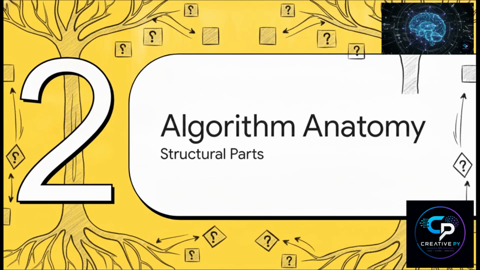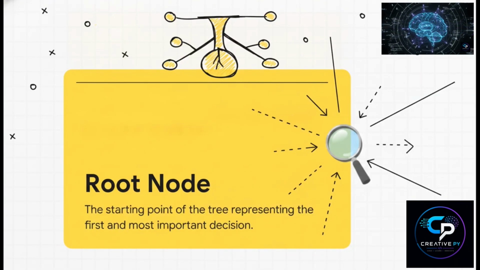Moving on to Section 2, Anatomy of the Algorithm. So why exactly do we call this thing a tree? Well, when it's mapped out, it looks exactly like a tree, just upside down. At the very top, we have the absolute beginning of our data split. We call this the root node. It represents the first and, honestly, arguably the single most important decision the algorithm makes to begin separating the data. And remember, there is only ever one root node.